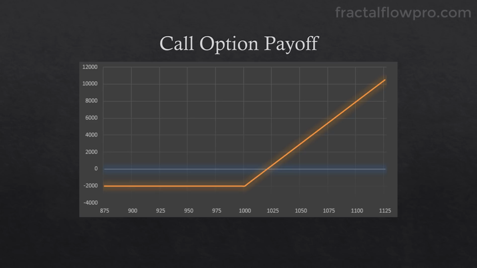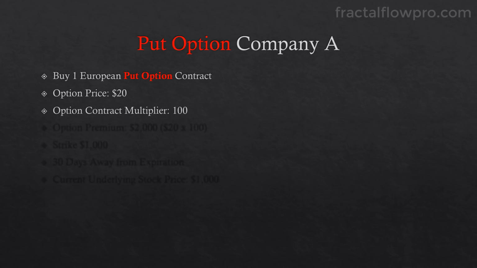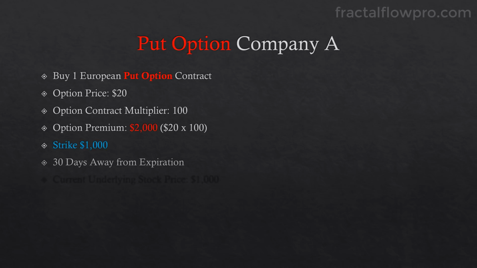Let's now assume the same parameters, but instead of a European call option, we'll use the example of a European put option, which will give you the right to sell the underlying asset at a fixed price in the future. Assuming the same parameters, we have one put option contract priced at $20 per option, an option contract multiplier of 100, totaling an option premium of $2,000, a strike price of $1,000, 30 days away from expiration, with the current underlying stock price at $1,000.